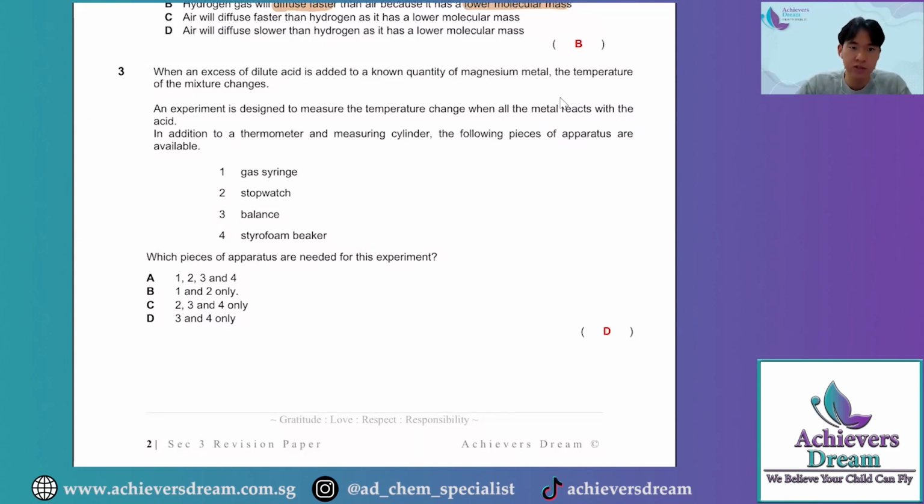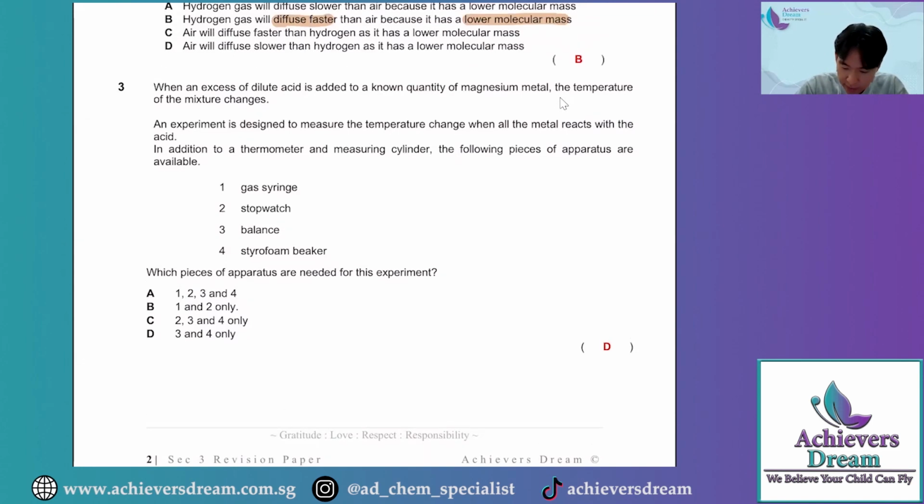All right, this question starts off by stating that the temperature changes when acid reacts with magnesium metal. Okay, so we need some prerequisite knowledge of acid and metal reactions, which we probably have learned in our previous years. So the temperature of the mixture changes, okay? So with a change in temperature, which apparatus could be used to measure it?